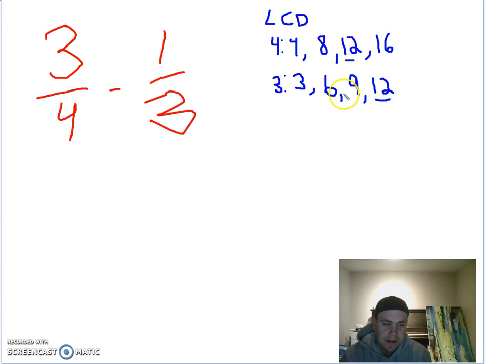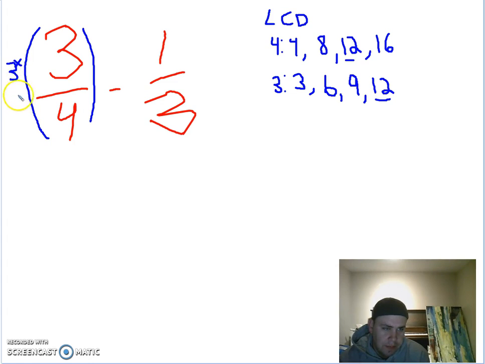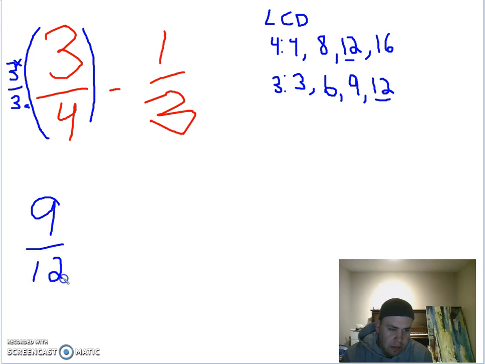Winner, winner, chicken dinner. Okay, so for the 4, I have to multiply this 3/4 fraction by 1, 2, 3. So I'm going to multiply this by 3 over 3. Okay, 3/3 is just 1, right? So you're really not changing much. 3 times 3 is 9. 3 times 4 is 12.